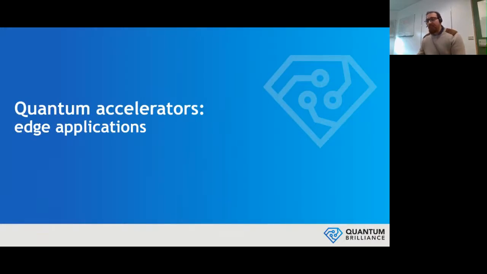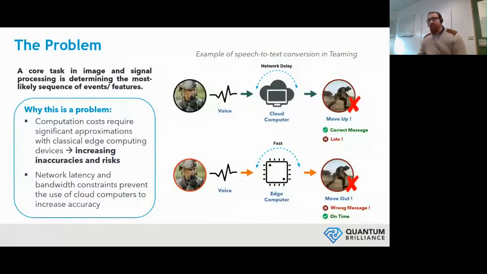So the last example, which is supposed to show you one of these edge applications, is a problem that defense forces usually face, but it's a problem for every industry, and that's speech to text. Imagine the core task is that you have an audio signal or an image, and you want to determine the most likely sequence of events that happened. If a voice is being transmitted and the computer's job is to do speech to text, you could of course connect to your powerful centralized computers via cloud. However, you would get the correct message, but there would be some delay, and that delay could be fatal when it comes to defense applications.